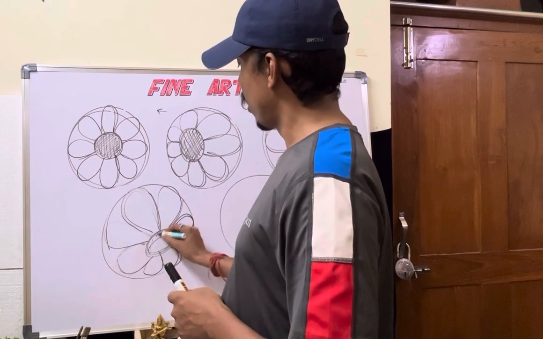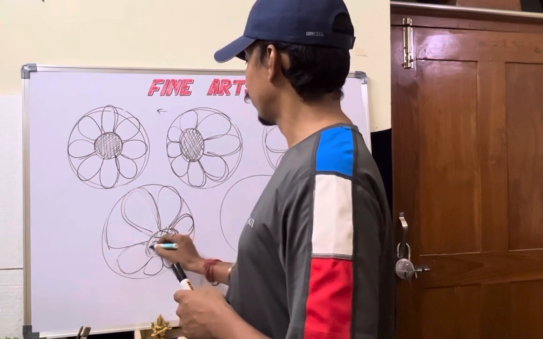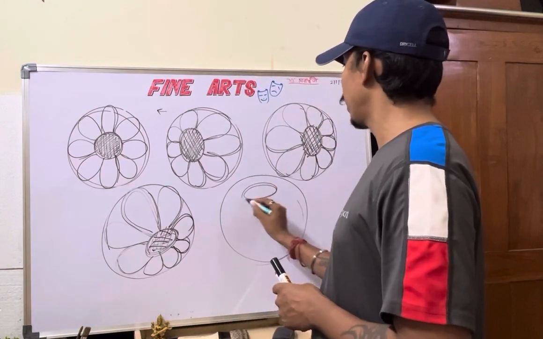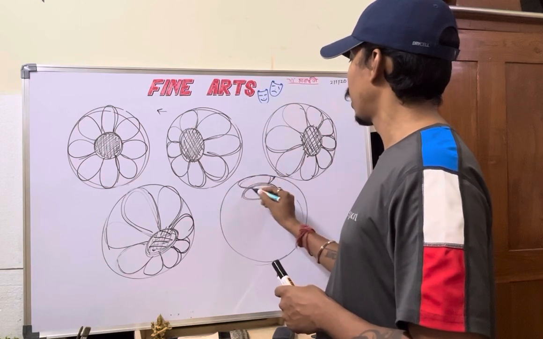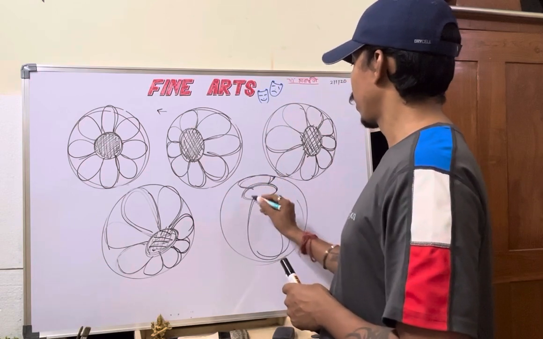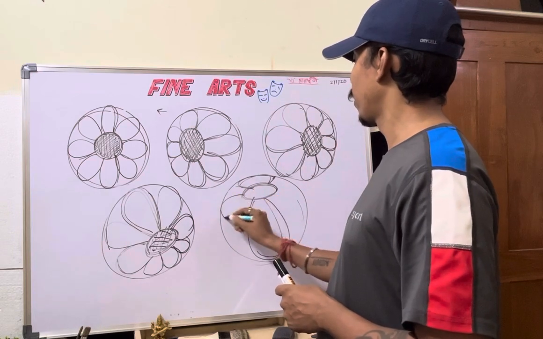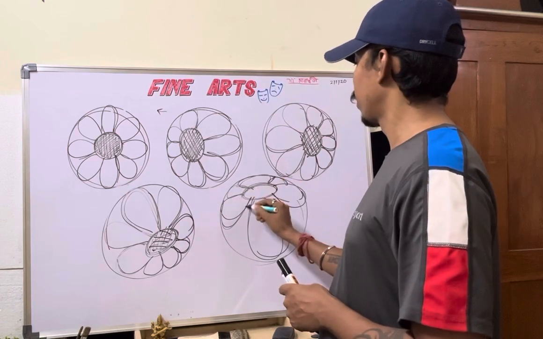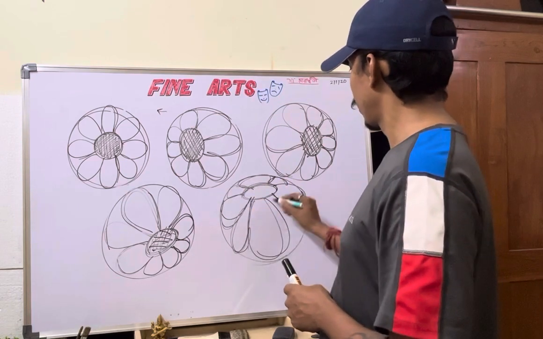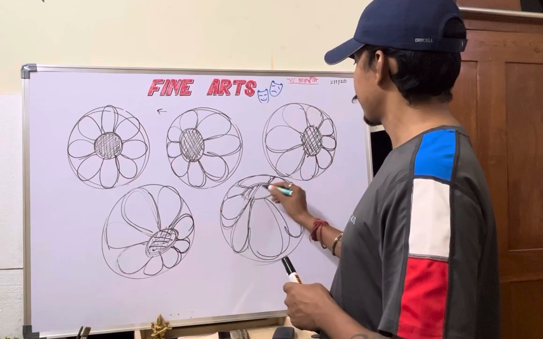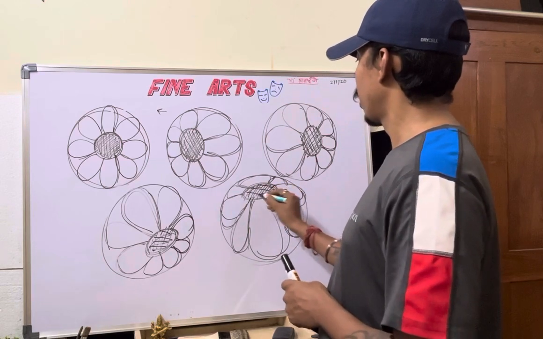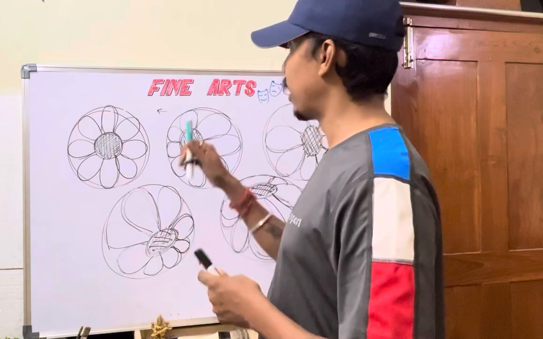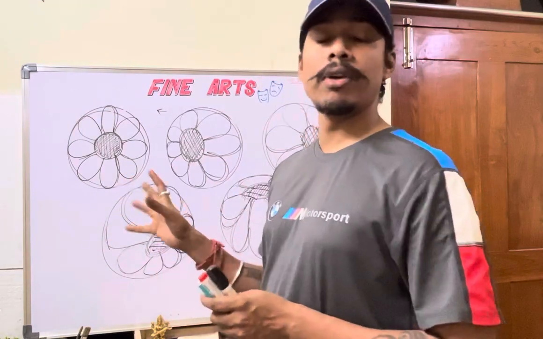So like this. Okay. Now if I want to make it the upper position here, like this. You can create different angles by using the same circle, same size circle. You can turn a flower very easily.